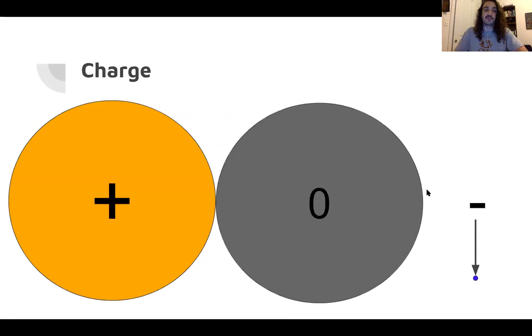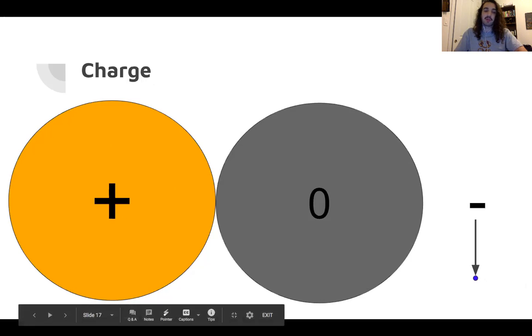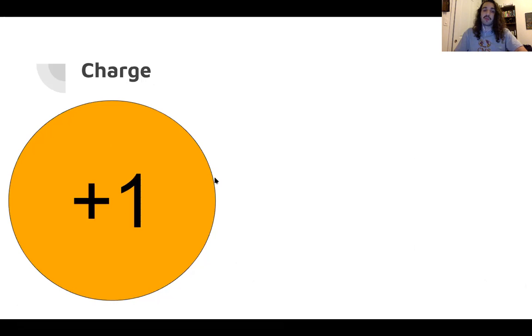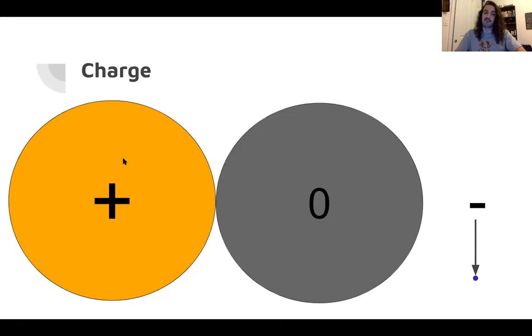Okay, sorry for the rough transition. Charge now. So we have a thing called charge here. Take a second to pause, and what do you notice about this? So we got the same orange proton, gray neutron, and blue electron. But now we've got a plus, a 0, and a minus here. When we think about this, it's because protons have positive charge, electrons have negative charge, and neutrons have 0 charge.